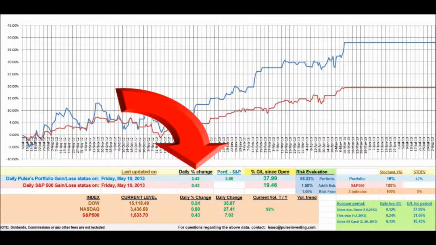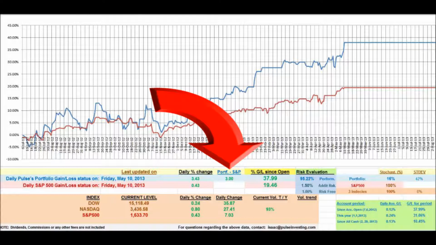First, we will look here at the gain-loss status. It simply represents the percentage in change for this particular day. Green represents a gain. Red would be a loss. So today, we gained 3.43% and the S&P gained 0.43%.